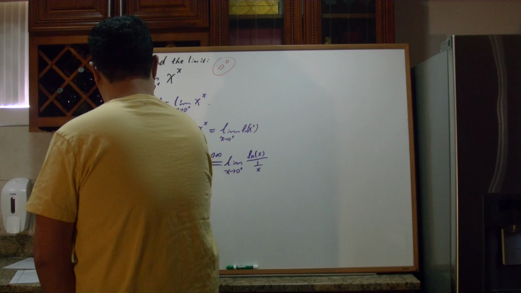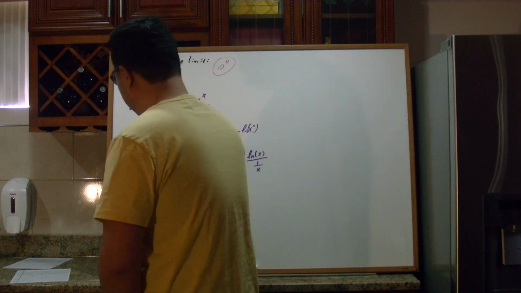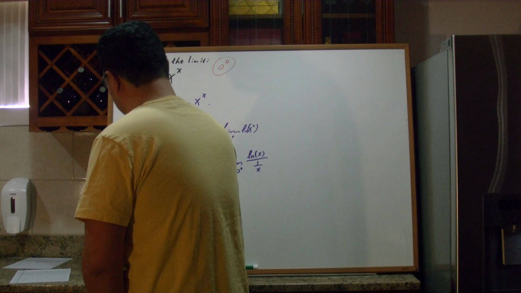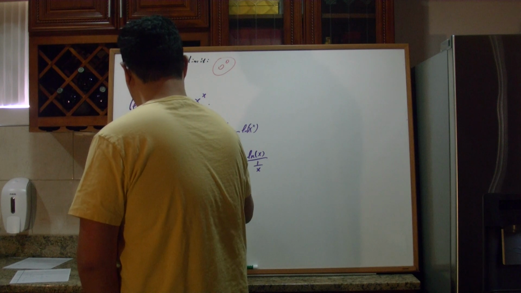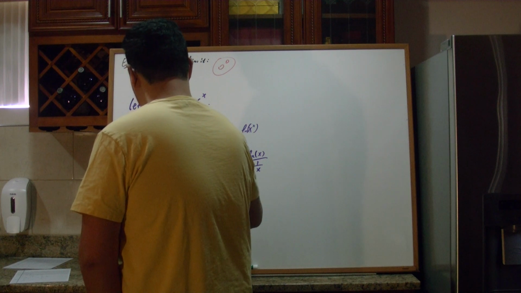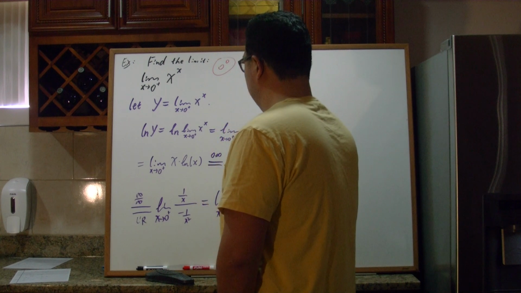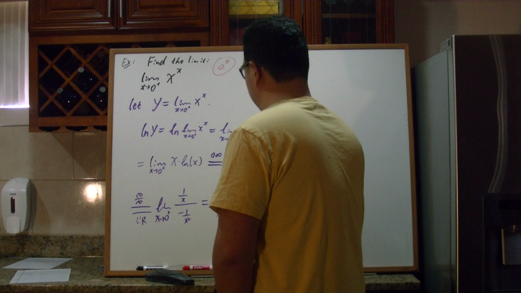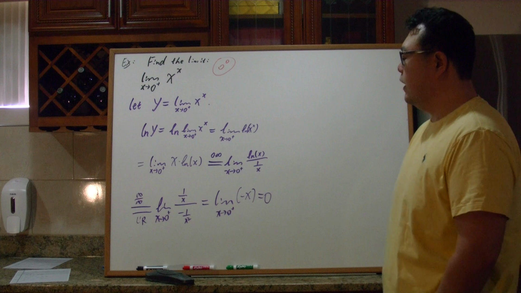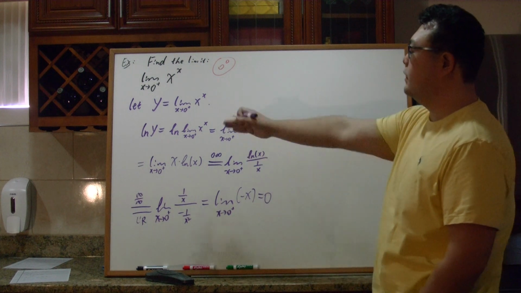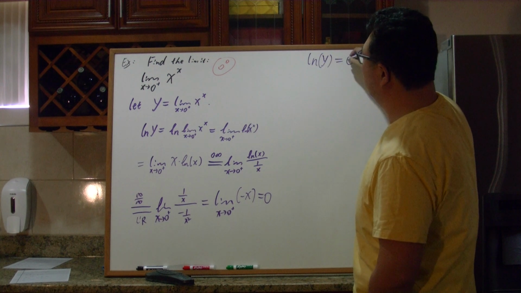That way we get to apply L'Hopital's rule, right? That is the form of infinity over infinity. Limit as x approaches 0 from the positive side, that's 1 over x over negative 1 over x squared. That's negative x, which is 0. But we have the result of 0, and that is our ln y. So we can write it more clearly that ln y equals 0.